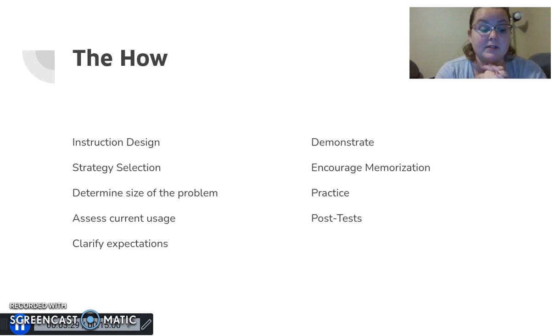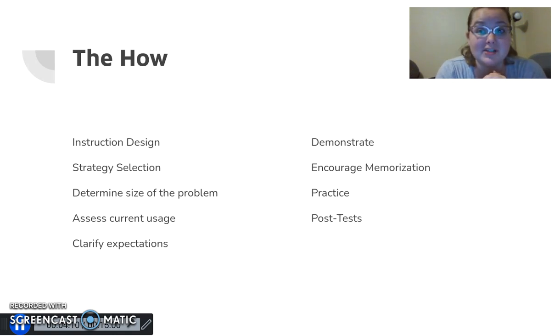Decide whether this is something that would be good for the whole class, a select few, or just one kid, or 2 kids. So that's determining the size of the problem. Who all needs to know this? Who all needs to benefit from this the most? Assess the current usage. What are the skills that they need to already have before we can even try to complete this task? There's no point teaching order of operations if they're having trouble subtracting. Get those pre-skills out of the way first.